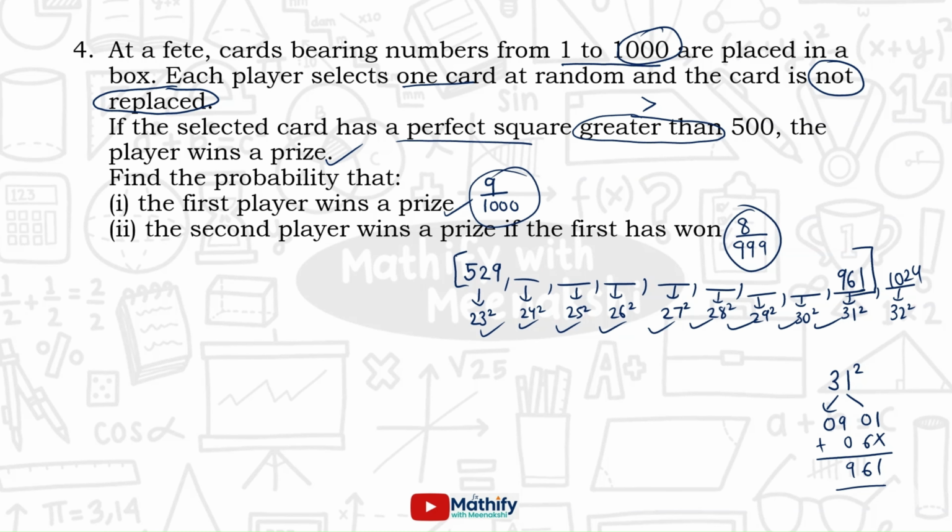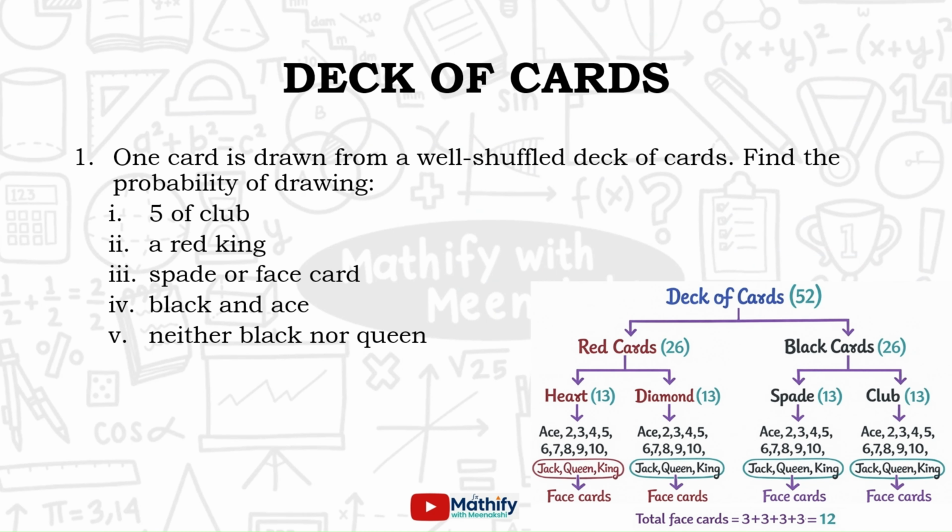Now let's move to the next topic, deck of cards. As you can see, I have also attached the image for reference. First, one card is drawn from a well shuffled deck of cards. Find the probability of drawing the 5 of club. Now you know where the club is here. We have one 5 in club and the total is 52. So the answer is 1 by 52.